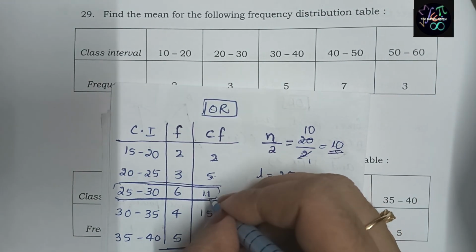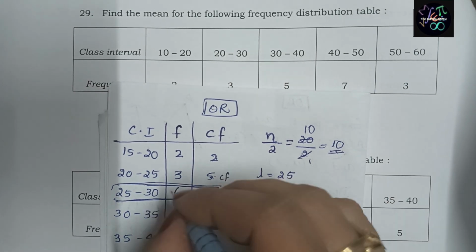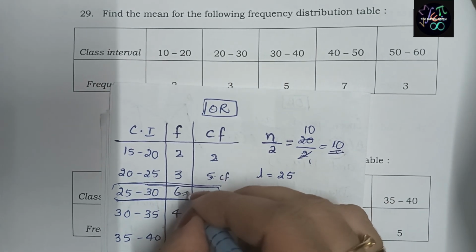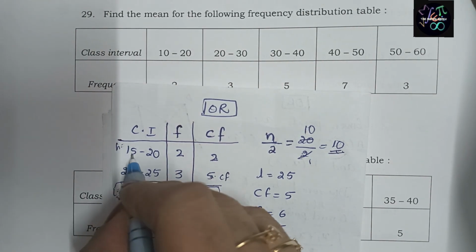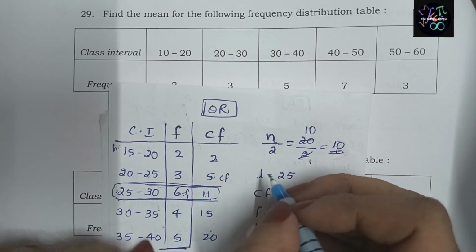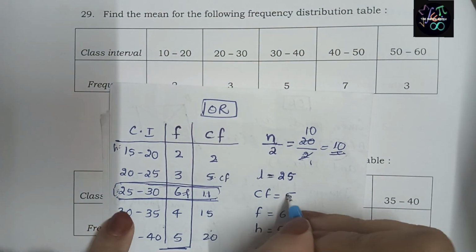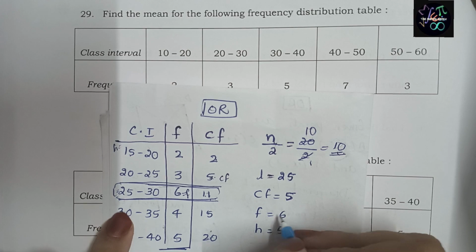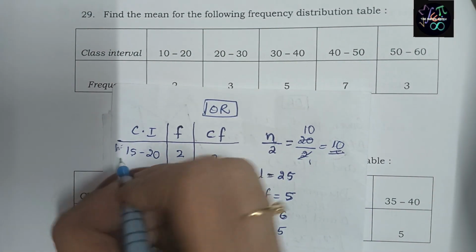Always when you put the line, the number above is CF, and the middle number of the line is F. Here L and H: you have to do 20 minus 15. Let us write separately. L is equal to 25. CF is always the number above, that is 5. F is the middle number, that is 6. H is equal to 20 minus 15, that is 5.